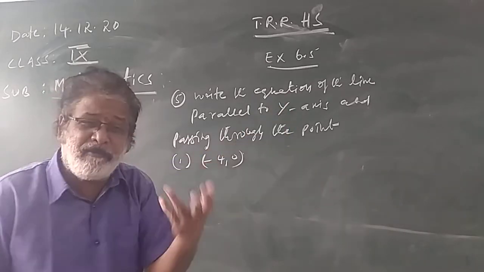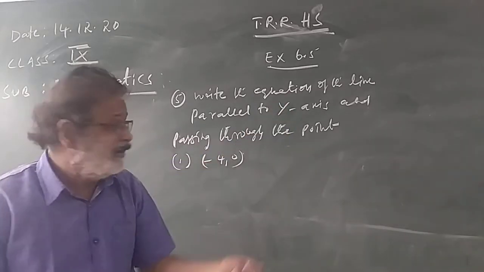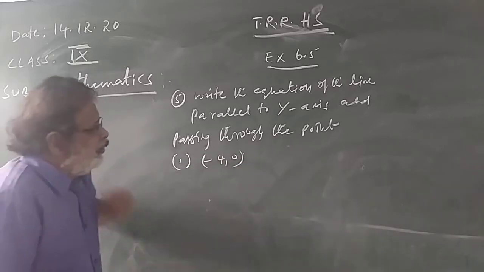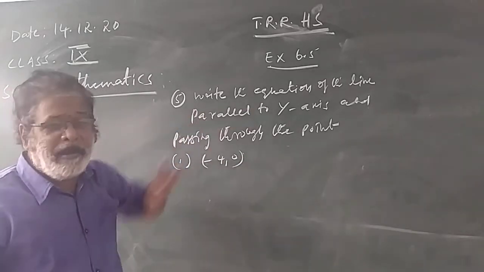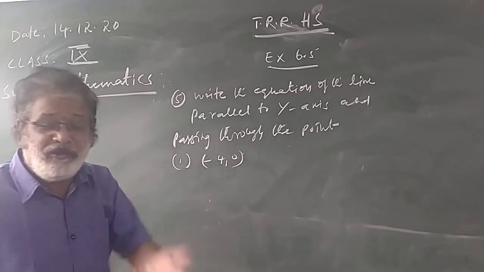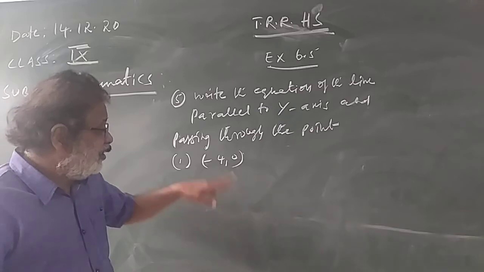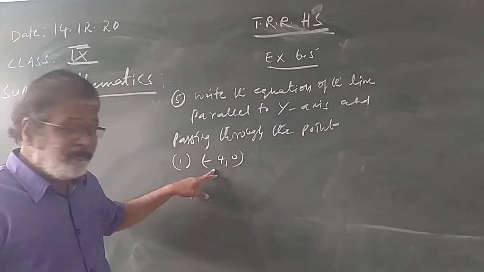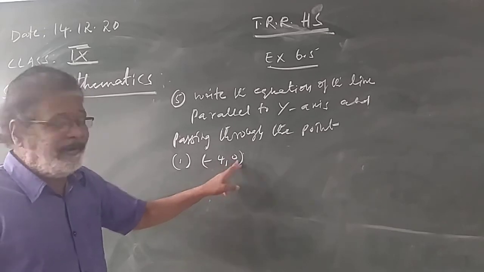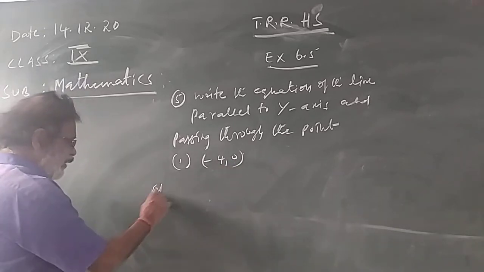Write the equation of the line parallel to y-axis. Equation of the line parallel to y-axis is what? X equal to k. And passing through the point what? -4, 0. You don't know the k value. How do you get the k value? By substituting when the line passes through -4, 0. -4 means x, 0 means y. So first what you have to write?